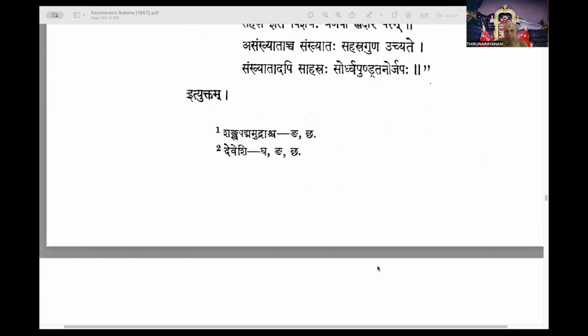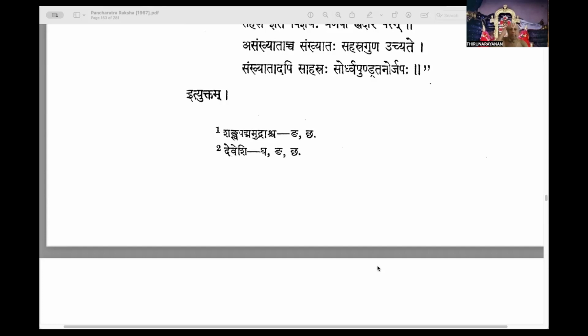Suppose you don't mention the number because you are in a dilemma about the decision. So you don't know how much you can do. 108. So if you are doing less than 108, you have a fear. So let us not mention the number in the sankalpa. Then sankhyataha. It is better to mention the number and stick to it. So sankhyataha sahasra gunaha uchyate. So instead of not mentioning the number of times you are going to do the meditation, better you mention the number and follow scrupulously what you want. So sahasra guna uchyate. Sankhyatadapi.